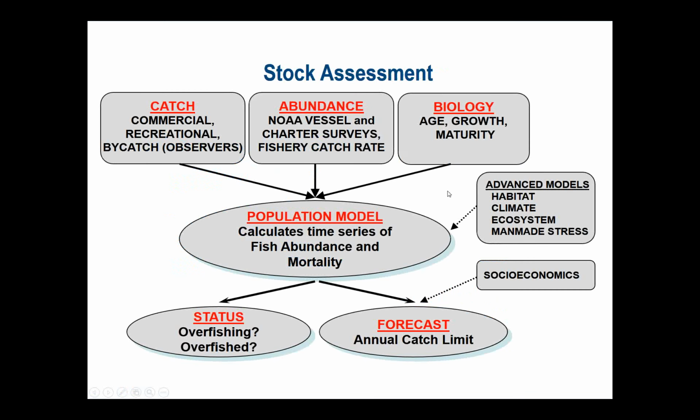So our assessment process takes three categories of information. In the upper left, you see catch, what's being removed from the population. In the middle, there's abundance, basically an indicator of how many fish are out there. And biology, which is giving us information on some of the rate processes that are going on.